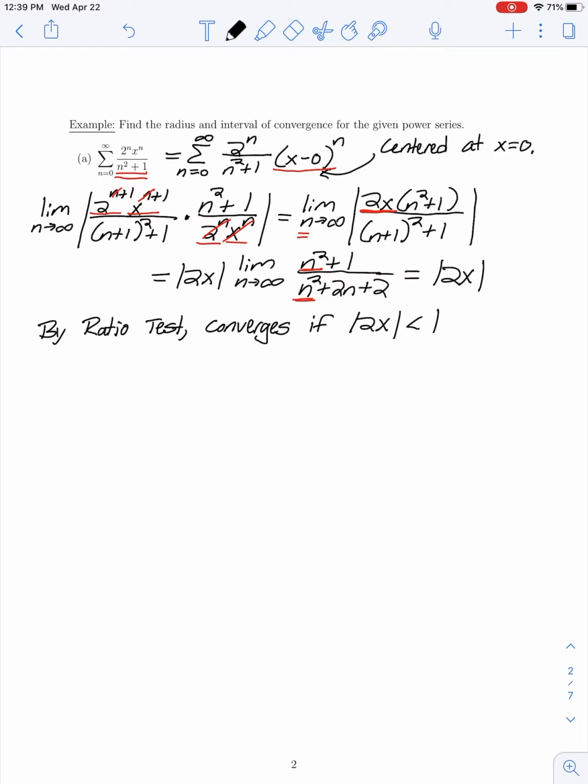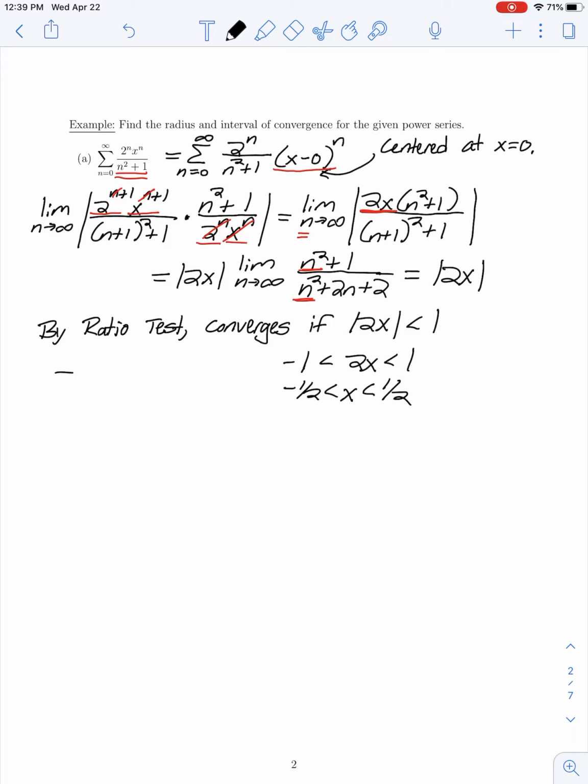So here we could think about this. If the absolute value of a quantity, 2x, is less than 1, that means that the quantity inside of the absolute value has to be less than 1, but greater than negative 1, so that its absolute value is less than 1. So solving for x, I would divide through by 2, and I find that the series converges for all values of x from negative 1/2 to positive 1/2. So we're working with that third case for the interval of convergence for our power series.